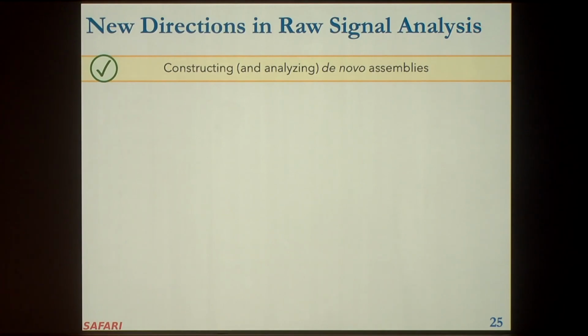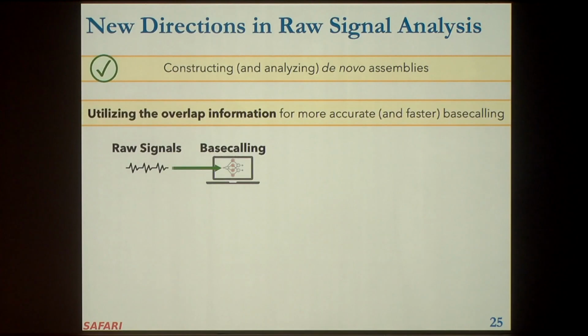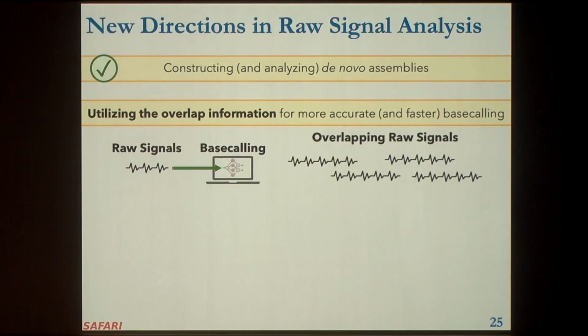First, now we can construct and also analyze de novo assemblies directly from raw signals without base calling them, which we already do in this work. But second, now we have this overlap information that we are generating from Rawsamble. In the regular case, we input these raw signals into base callers and then base call them. Rather, we could also generate the overlap information between raw signals and input this overlap information to base callers, which can be used as an additional feature to improve the accuracy and even maybe the performance of base callers.